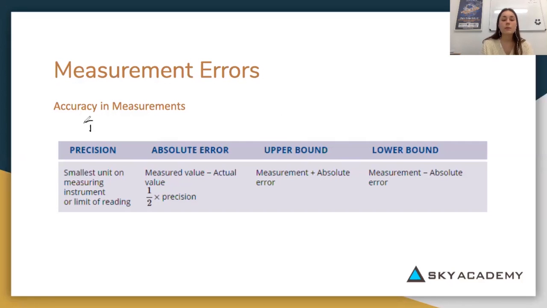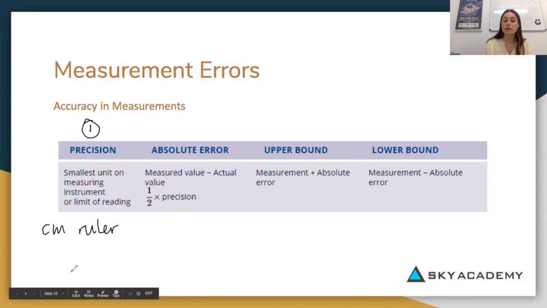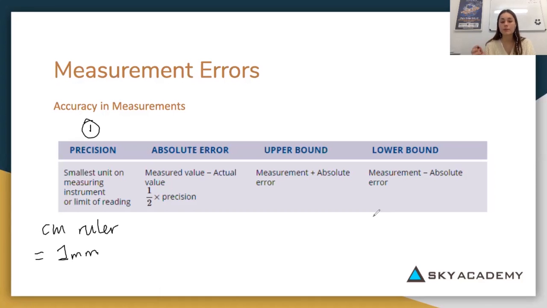So firstly, when we're doing accuracy in measurements, we need to find the precision. And the precision is the smallest unit on a measuring instrument. So for example, if we have a look at a centimeter ruler, the smallest measurement on a centimeter ruler is going to be 1 millimeter. So it's just the smallest unit of measurement that we can see.